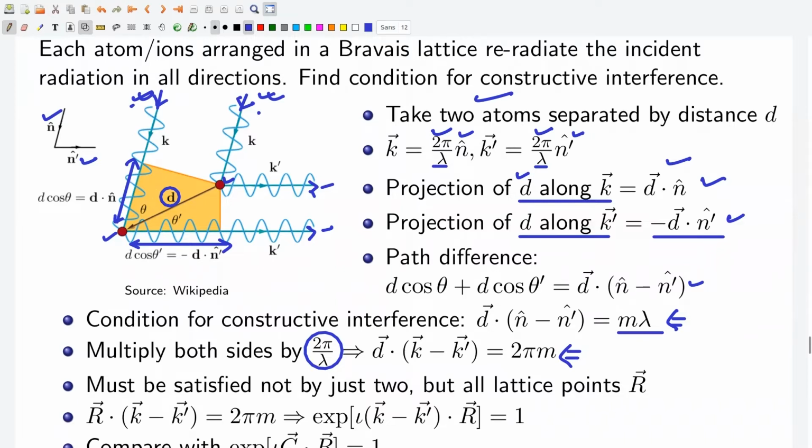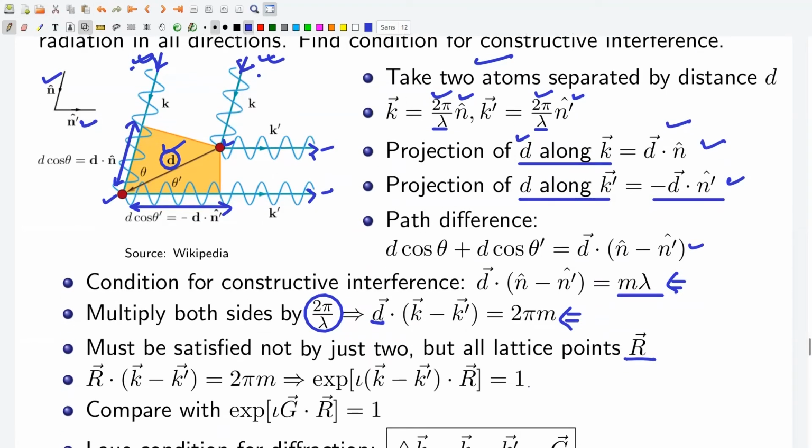Now you see that d is the distance between these two points. Any vector that takes me from one lattice point to another lattice point is a lattice vector. So d is some lattice vector, but now we can generalize. In place of d, we can write r, because this must be true for all lattice points. So d is replaced by r in this equation, and we write it as r dot k minus k dash equals 2 pi m.